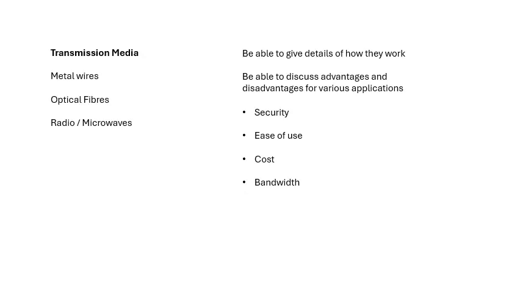Transmission media, the ones that we need to worry about, are metal wires, optical fibers, and electromagnetic waves, basically radio or microwaves. You should give some details about how they work. You should be able to discuss advantages and disadvantages. We'll see at the very end of this video the kind of questions you might get, and a lot of it is to talk about comparing them in terms of security, ease of use, how expensive they are, and bandwidth. Bandwidth means basically how much information they can send in this context.